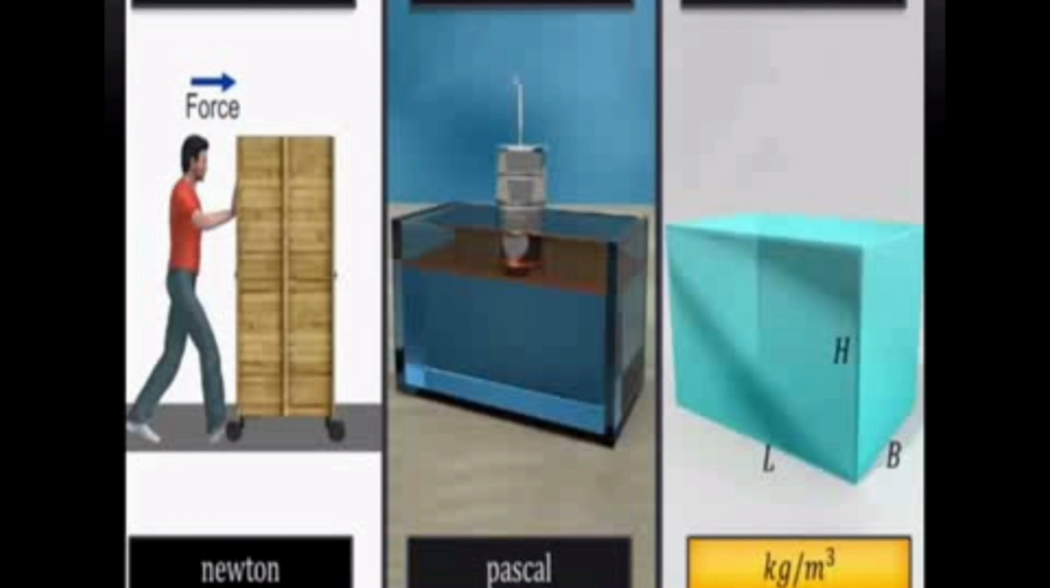The unit of force is Newton. You know that pressure is Pascal, and density is kilogram per meter cube. So this is also the unit for force, pressure, and density. So for force you can write Newton or that formula.